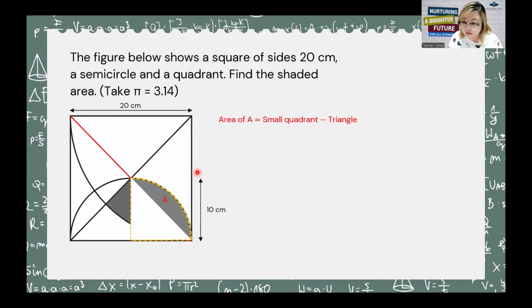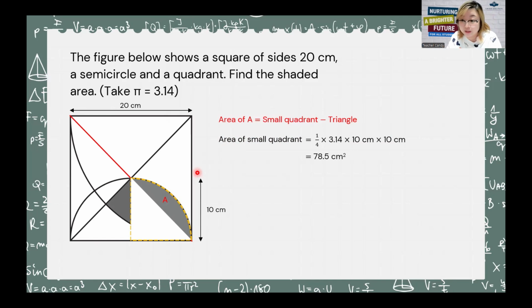Area of circle is pi times radius times radius. Since we are looking for a quadrant, it will be 1/4 of that. So area of small quadrant will be 1/4 times 3.14, that's our pi, then times the radius 10 times the radius 10, and we will get 78.5 centimeters square. Okay, so we got a quadrant.